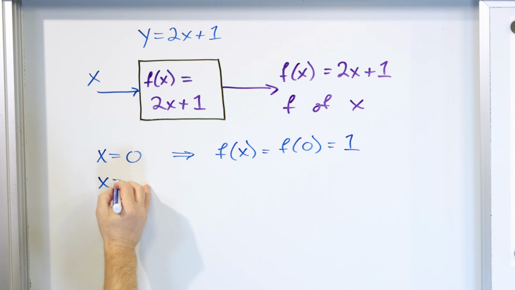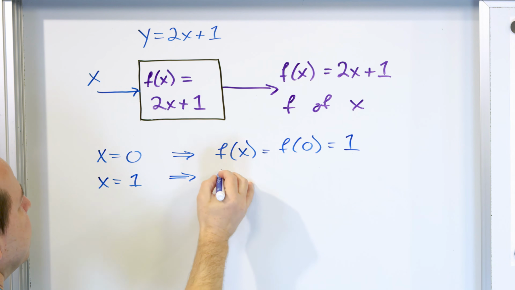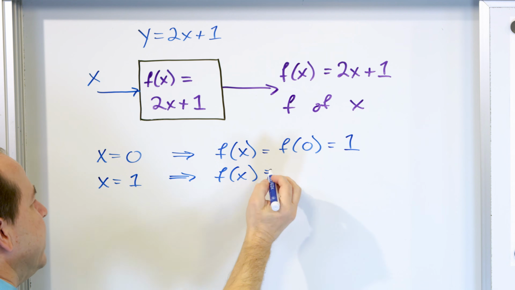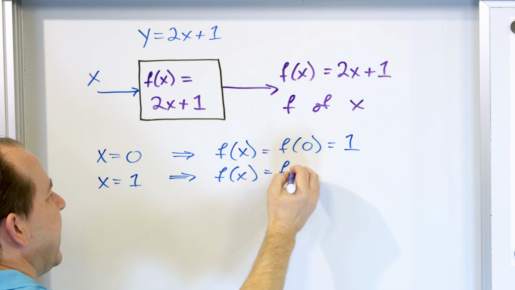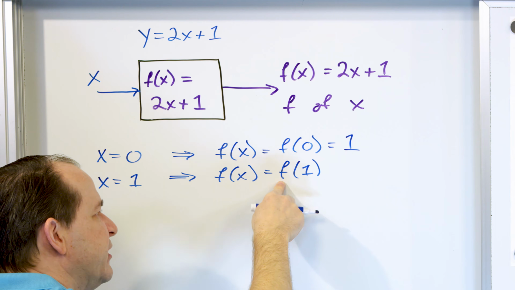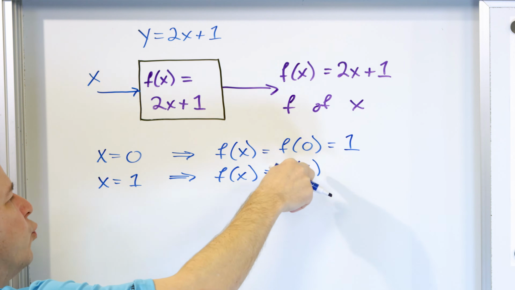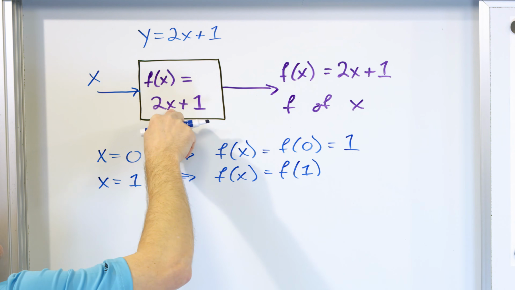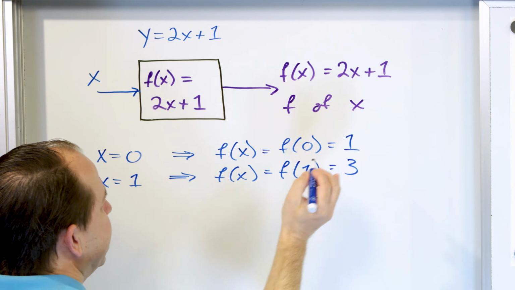What if I say x is equal to 1? Then f of x means it's a function of x, but in this case, x is equal to 1. So this is not f times 1. This just means the function evaluated at x is equal to 1. 2 times 1 is 2, plus 1 is 3. And you see the idea.